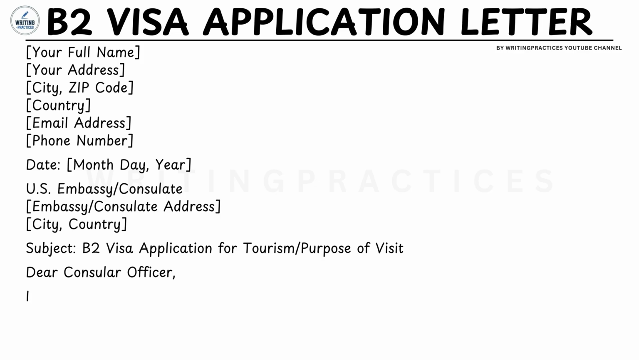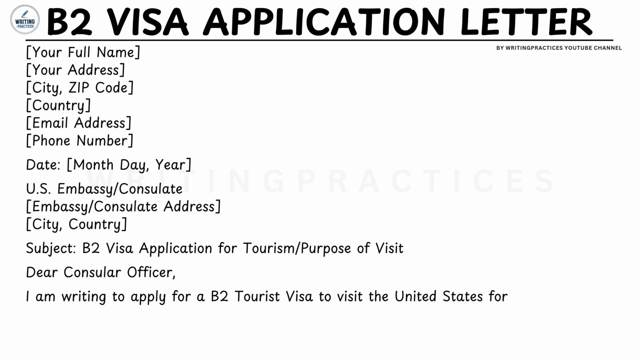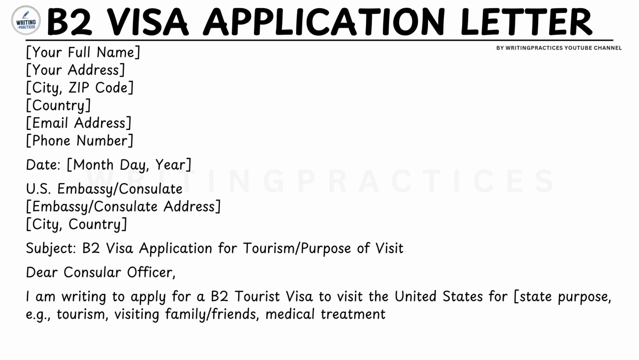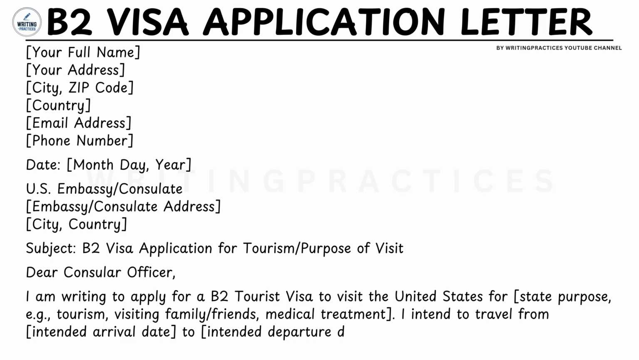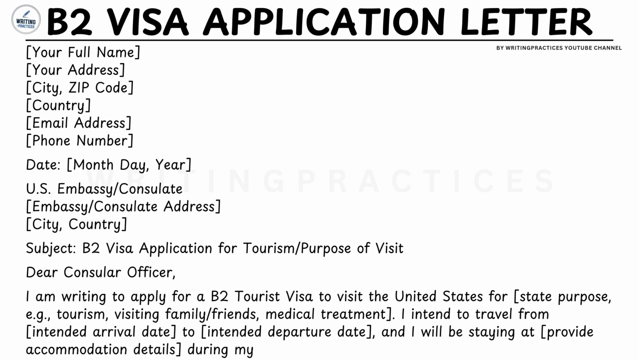Opening paragraph, stating the purpose of your visit. In your opening paragraph, clearly explain why you are applying for a B2 visa and provide basic details about your trip, including your planned travel dates and accommodation arrangements. For example, I am writing to apply for a B2 tourist visa to visit the United States for tourism. I intend to travel from July 10th, 2025 to August 5th, 2025, and I will be staying at the Grand Hotel, New York City during my visit. This paragraph should be clear and to the point, providing essential details so the consular officer understands your request right away.